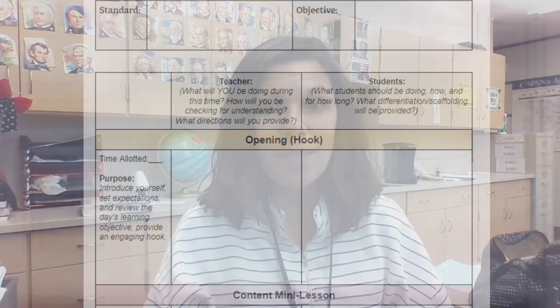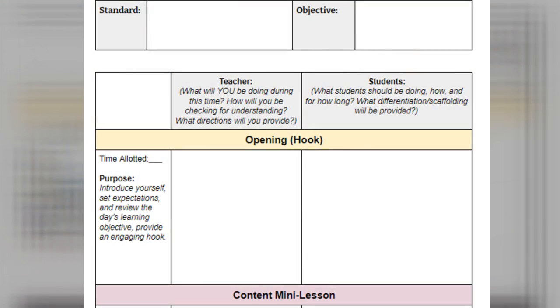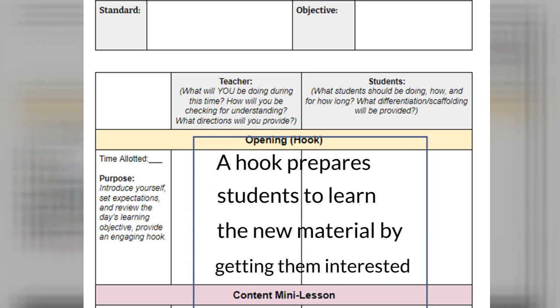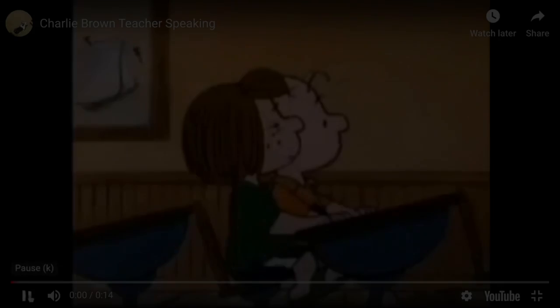Okay, the first section is going to be the hook. The purpose of this is introducing yourselves or introducing the day or introducing the topic. You're trying to provide an engaging hook. So you're trying to get your students engaged. You're trying to get them ready and excited about learning something. You obviously don't want them falling asleep in the first few minutes of class.